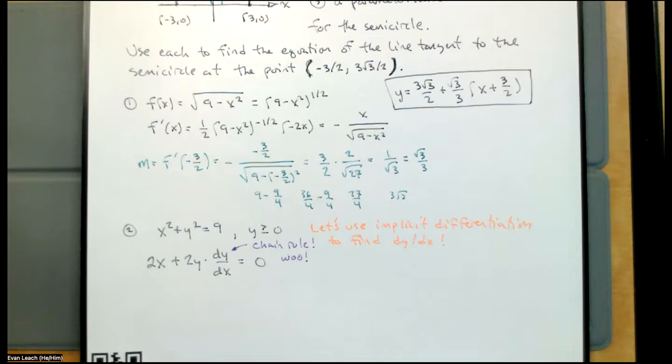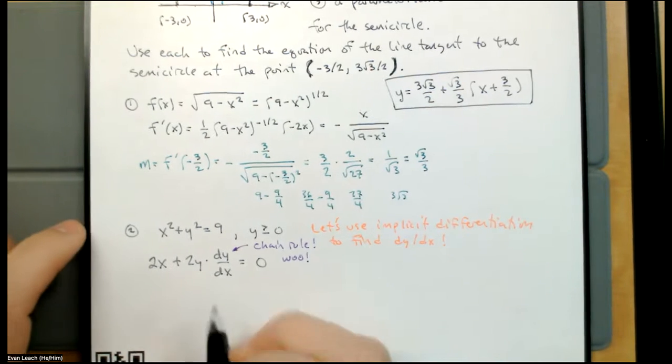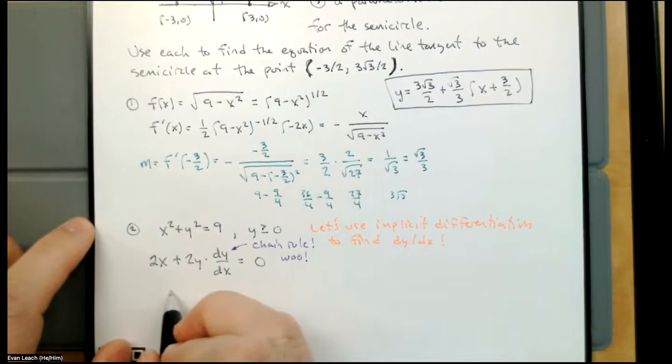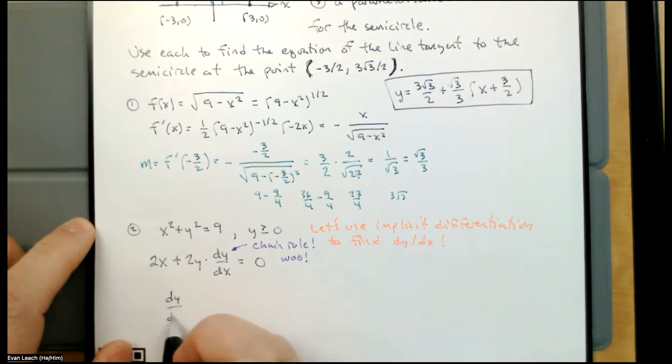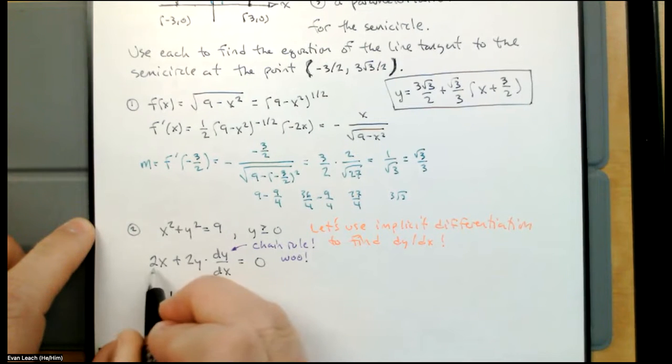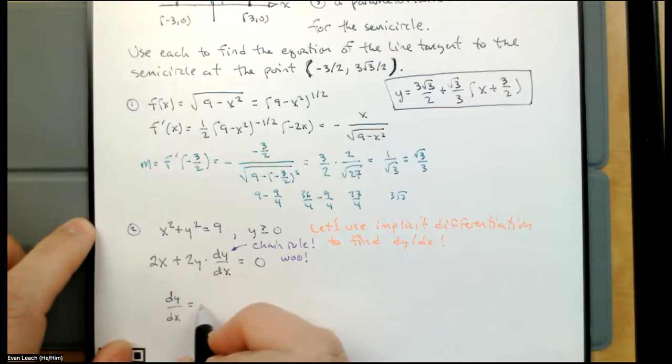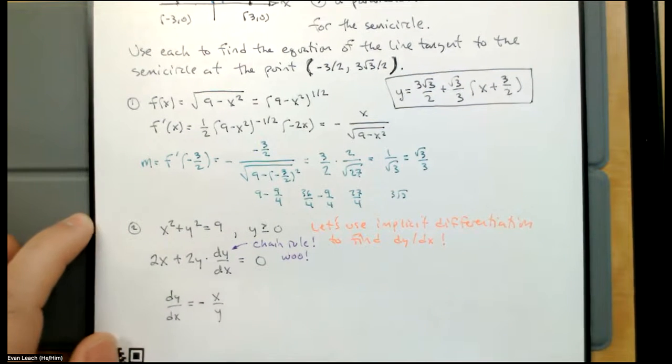What we're looking for is dy dx. So I'm going to solve this equation for dy dx. So this tells us that dy dx, I'll subtract the 2x from both sides and divide by 2y. The 2's will cancel and we'll get negative x over y.